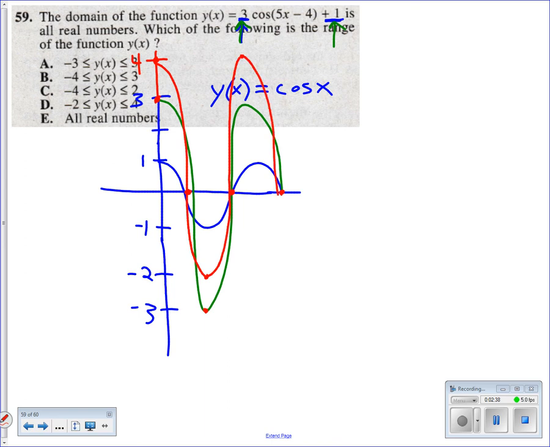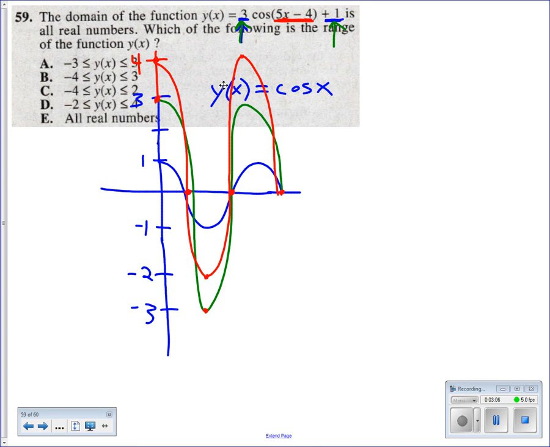And what we don't need to do is worry about how the coefficient of 5 affects the argument, or how the subtraction of 4 from the argument affects the graph, because anytime we perform an operation onto the argument, or the x term, that's going to cause movement to the left and right.